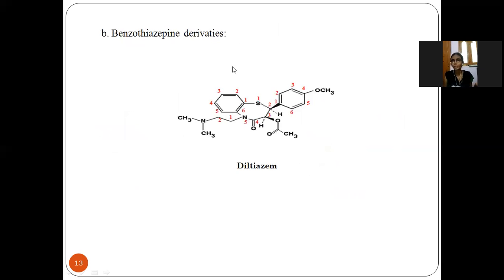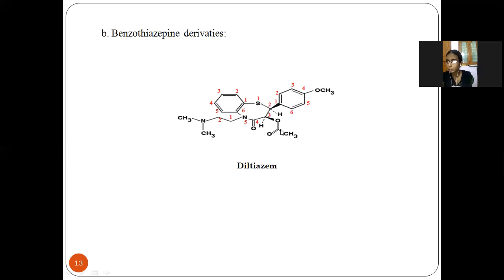Next, benzothiazepine. Here, if you see the structure of the benzothiazepine, this is the benzene and this is the thiazepine. Thia means sulfur, aza means nitrogen. So the presence of the sulfur and the nitrogen in the 7-membered ring is known as benzothiazepine. For this structure, in the second position, 4-methoxyphenyl is attached. See here, in the fourth position, the methoxy is attached, so it is named 4-methoxyphenyl.